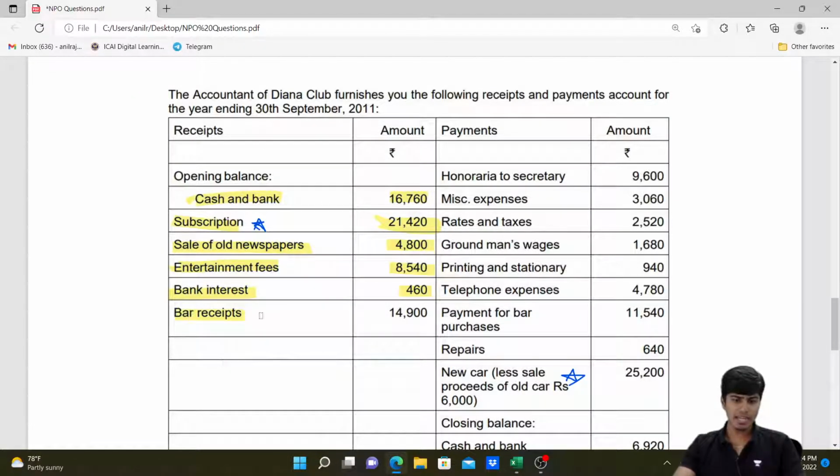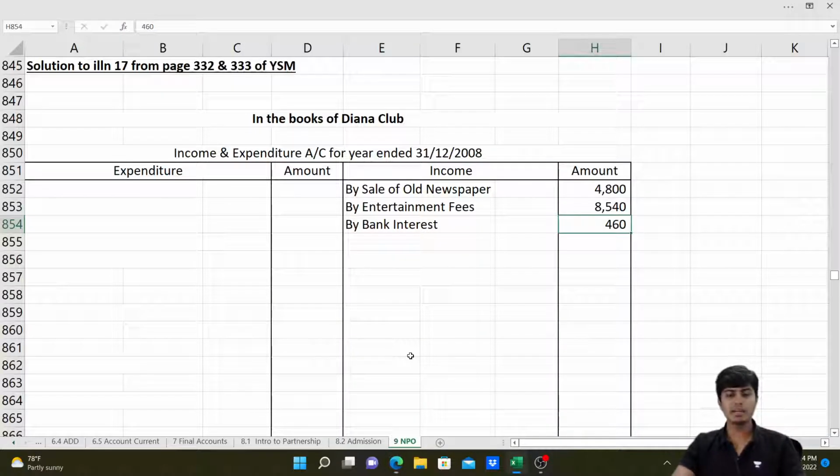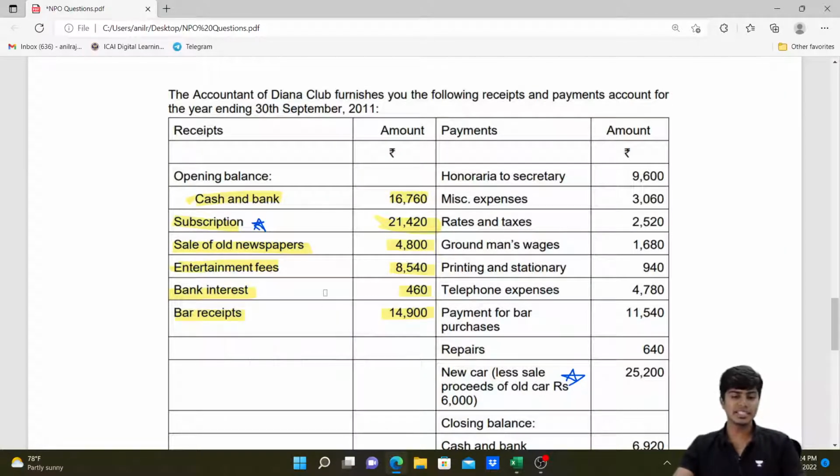Then we have bar receipts 14,900. 14,900 bar receipt is my income in income and expenditure. So in my income and expenditure account, on the income side, I'll write by bar receipts, which is 14,900. By bar receipts 14,900. Great. So we're done with the receipt side. Now we'll move on to the payment side.